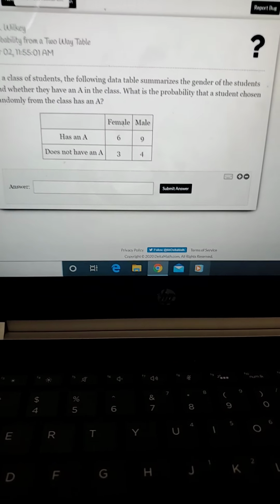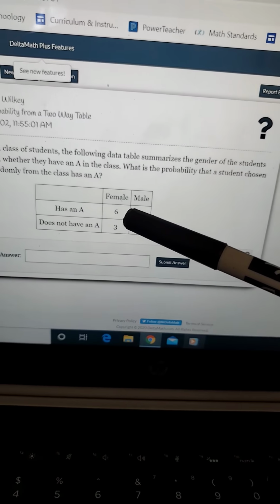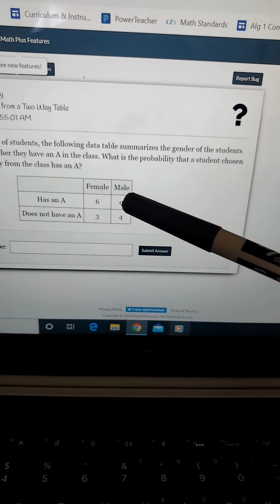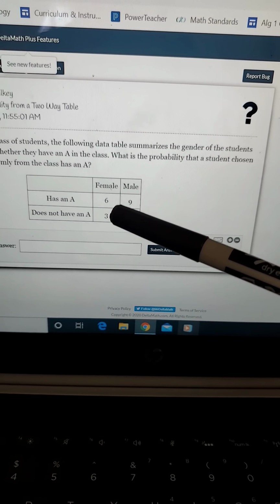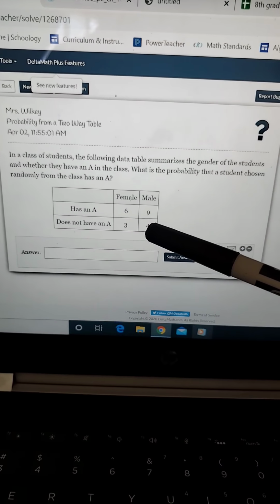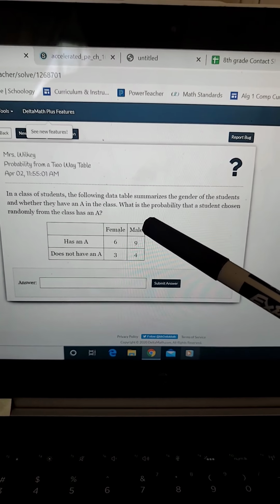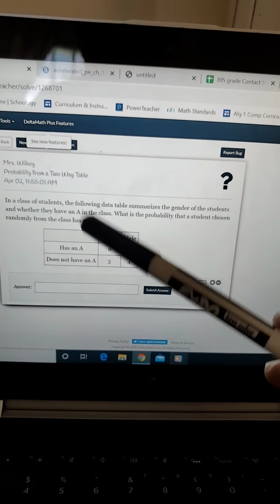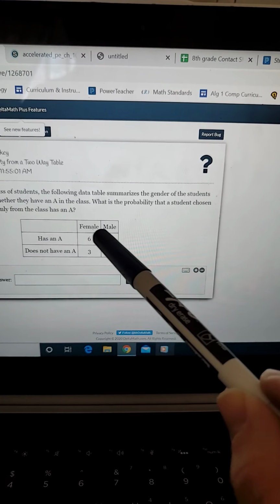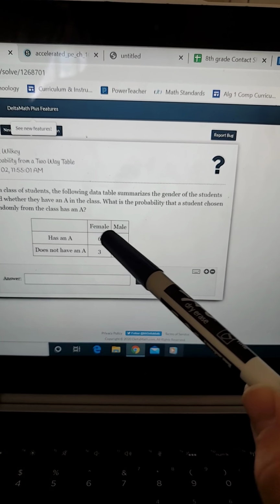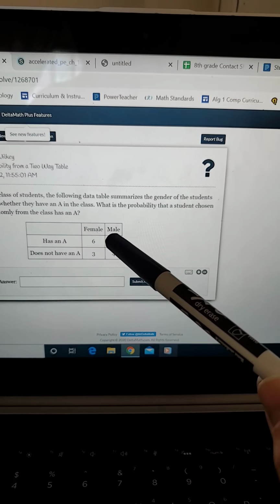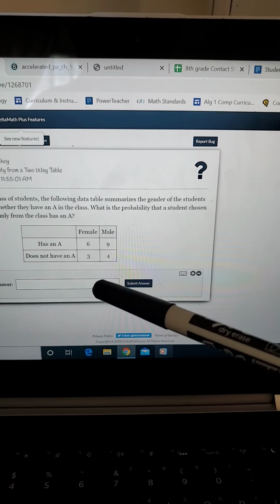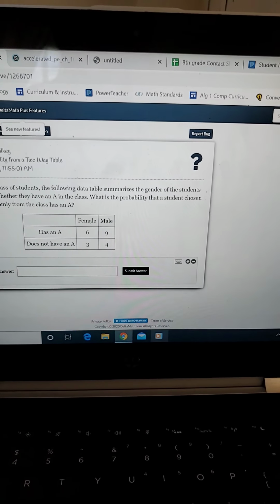All right, so we look here. These are girls that have an A. These are boys that have an A. These are girls that don't have an A, and these are boys that don't have an A. It's asking us the probability the student chosen randomly does have an A. So we only want to look at these two groups of people. How many people do have an A? 6 plus 9. That's 15 people.